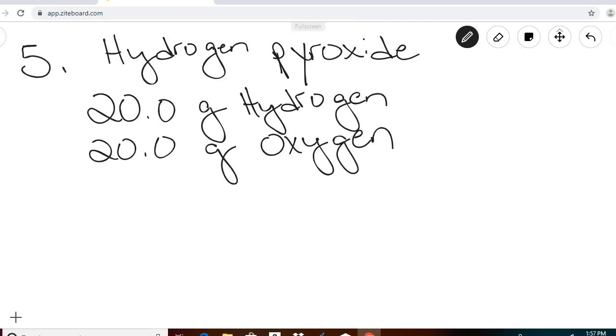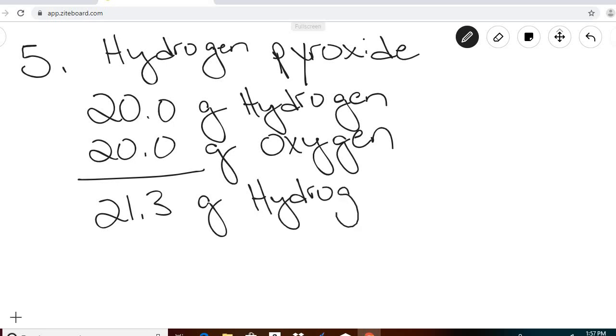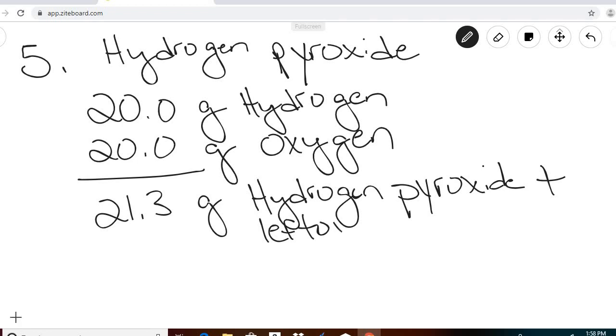But we find that only 21.3 grams of hydrogen peroxide is produced. And then you have some leftover hydrogen. Okay, so it doesn't tell us that any oxygen is left over, so we assume that all the oxygen was used up. So we used 20 grams of oxygen. So then how much hydrogen should we have used in order to get the 21.3 grams of hydrogen peroxide?